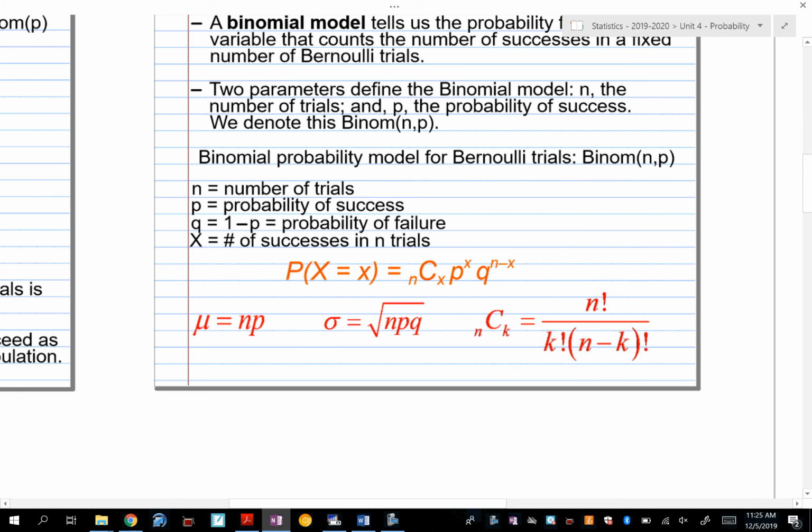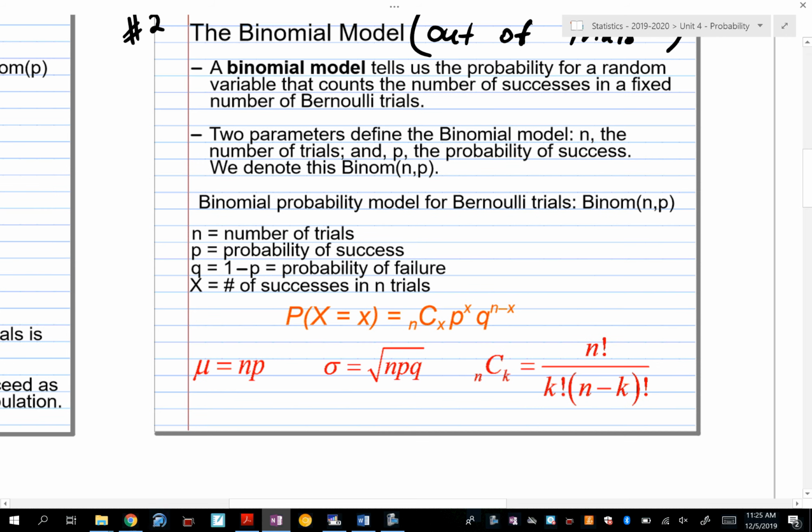We're talking about the binomial model. You guys see this right here? Have you ever seen that before? N choose K. You ever seen that? The choose function? This choose function is a way to calculate the number of combinations when you're looking at a binomial model. Okay?